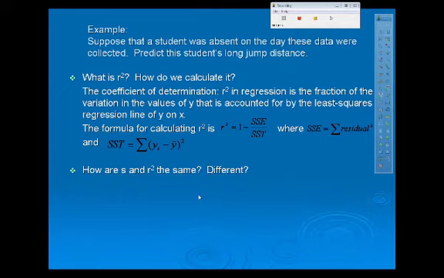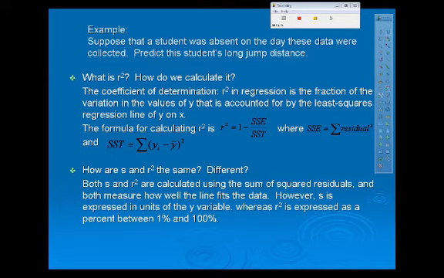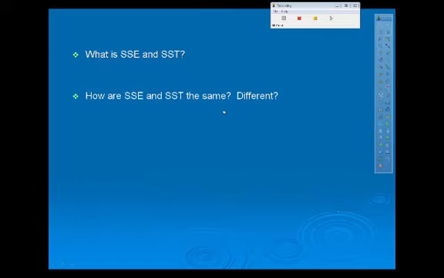How are S and R squared the same? And how are they different? Both S and R squared are calculated from the sum of the squared residuals, and both measure how well the line fits the data. However, S is expressed in units of the y variable, whereas R squared is expressed as a percent between 1 and 100. What is SSE and SST in that formula? SSE is the sum of the squared errors, the sum of our residuals squared.